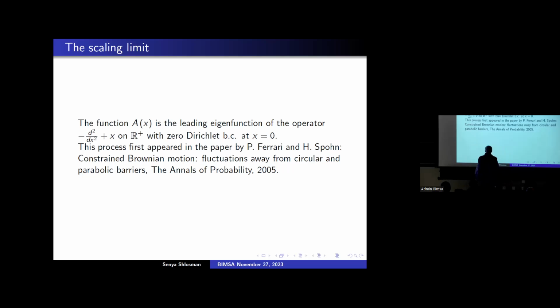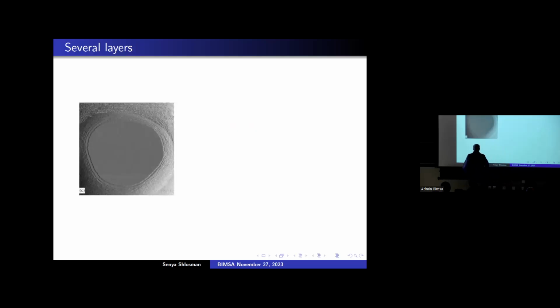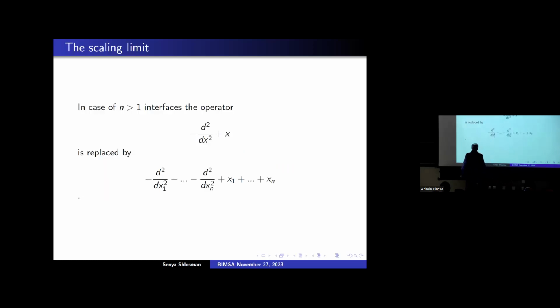Very good. Now let's go to several layers. Let us take k layers, and then, believe me, instead of this one-dimensional operator, you have to consider a k-dimensional operator, but a very simple one. It is the second derivative in x1 plus x1, and so on. You just take a sum of them. They are, so to say, not interactive.